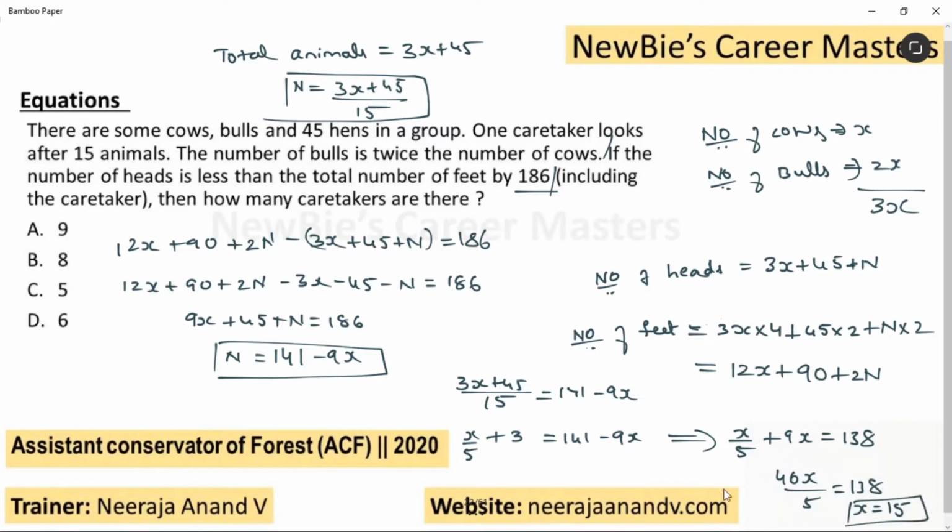Very simple. After getting the x value, it's very simple. You have the n value here or here. Use any of these to get the answer. 3 into 15 plus 45 divided by 15. This is 3 plus 3, we get 6. What's the meaning of this? There are 6 caretakers. This simple, you can get the answer. Just form the equation according to the given information, simplify that equation and get the answer.